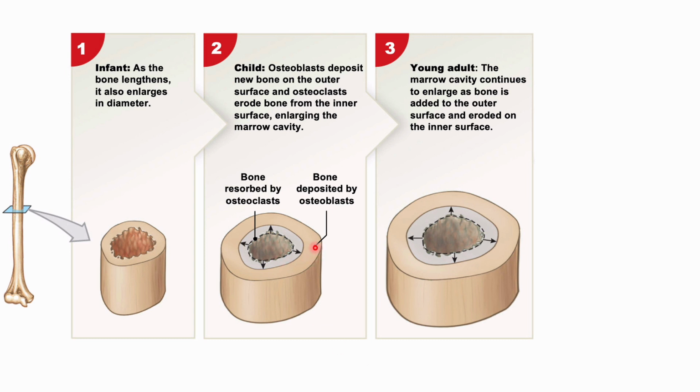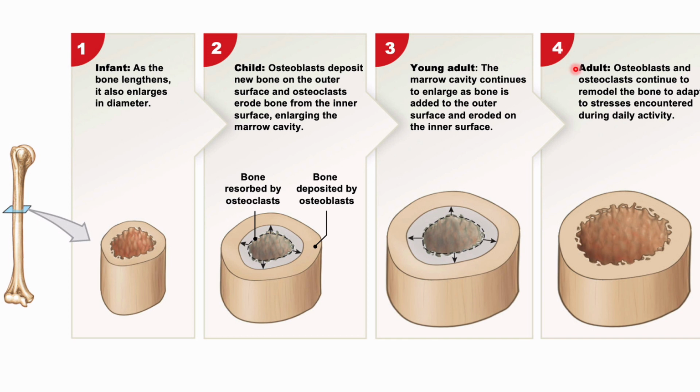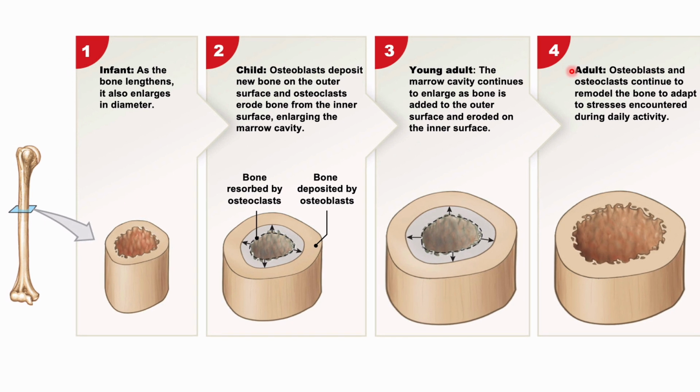the periphery. Third, early in adulthood, the marrow cavity continues to enlarge as bone is added to the outer surface and eroded on the inner surface. Later in adulthood, osteoblasts and osteoclasts continue to remodel the bone to adapt to stresses encountered during our daily activity.